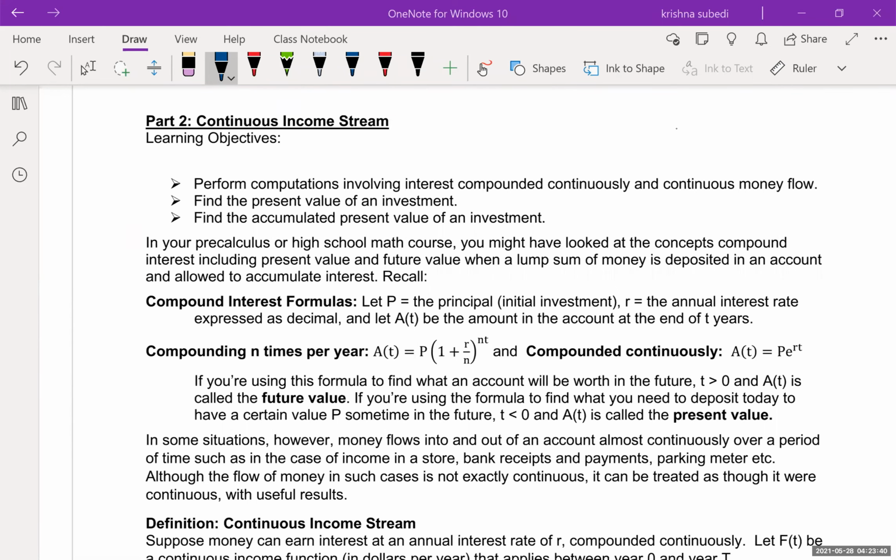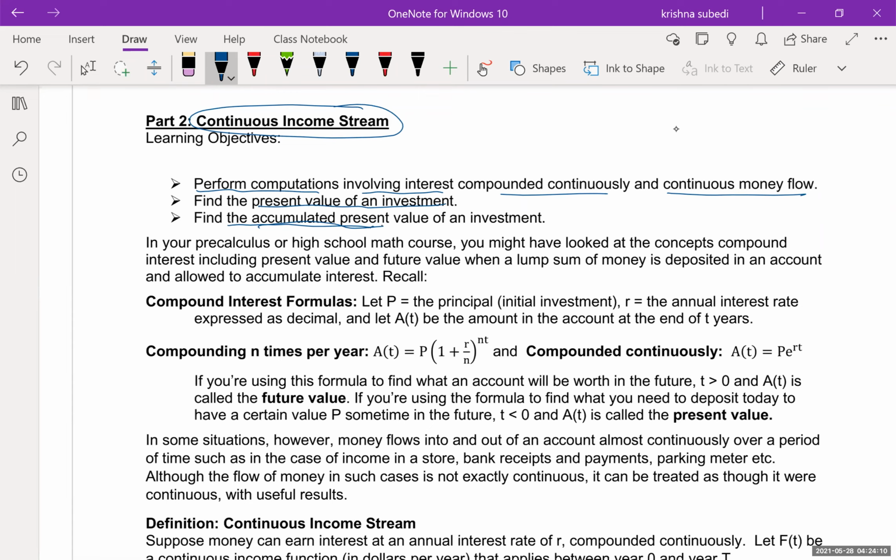So in this part of the lesson, we will focus our attention on continuous income stream. Okay, so at the end of the lesson, here is the goal. At the end of the lesson, you'll be able to perform computation involving interest compounded continuously and continuous money flow, find the present value of an investment, and find the accumulated or future value.